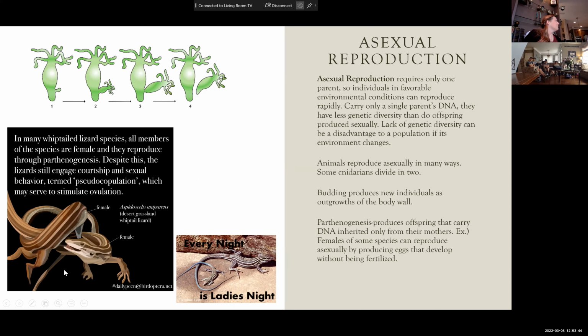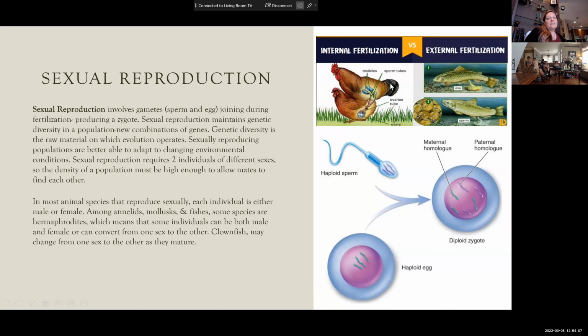So interesting. What was your question? I was going to say that there's a whole species of lizards. Yep, there they are. I didn't read that. Wild, isn't it? That's parthenogenesis, and it's interesting, and it's not seen a whole lot in animals other than invertebrates. It's not very common, but it's really, really interesting. I love that every night is ladies' night. That's a good one, because that's the truth. No dudes around.